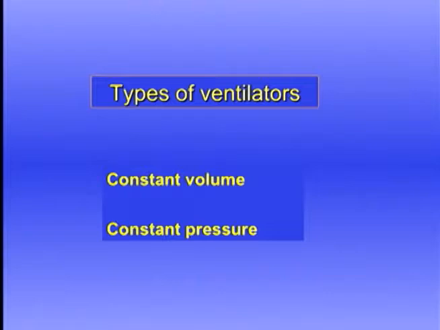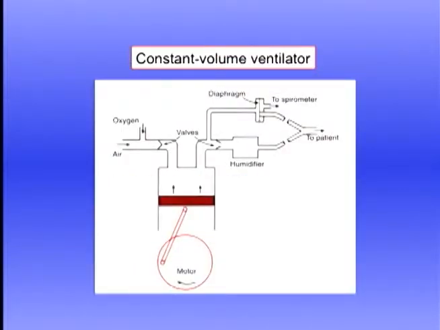Now, there are two types of ventilators that I'm going to be talking about: the constant volume and the constant pressure ventilators. And here's a diagram of a constant volume ventilator here. As the piston is moved up and down, as it moves down, the oxygenated air is brought in, and then as the piston moves up, that valve closes and the gas is transmitted to the patient. And during the inspiratory phase, you've got a device here which allows expiration to go to a spirometer if necessary.